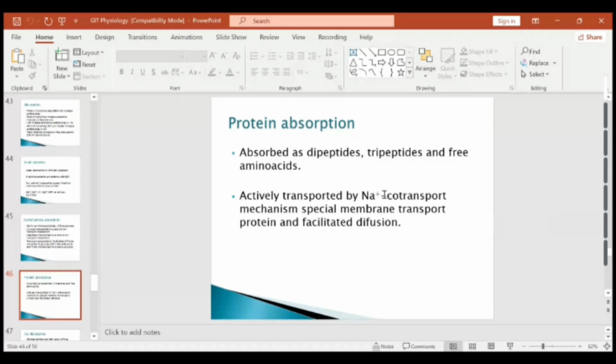And for protein, I said the amino acids are what is finally absorbed, and that is also through the process of secondary active transport. That is the sodium co-transporter.